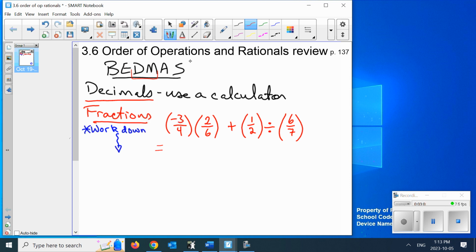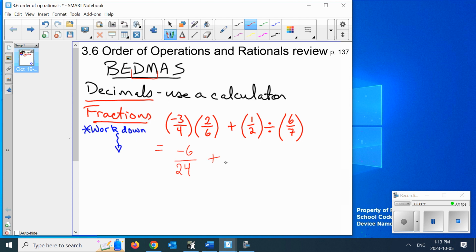So here's what I'm talking about. Multiply negative 3 times the 2. Tops with tops, bottoms with bottoms. 4 times 6. Okay? I'm going to write that down. Negative 3 times 2 is negative 6. The people who self-indicated that they could do this the other way, do it the other way. 4 times 6 is 24.